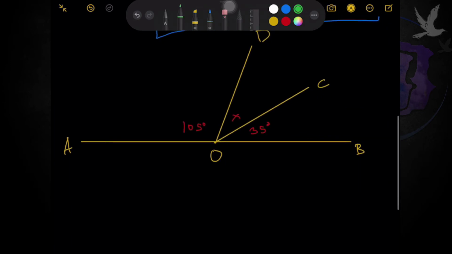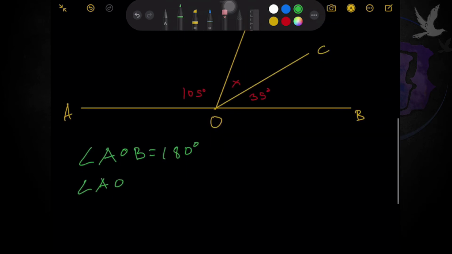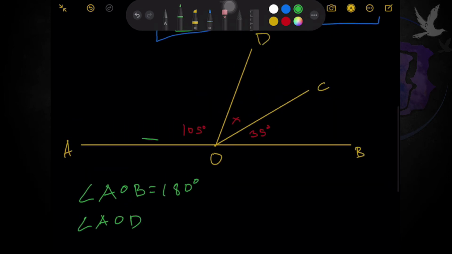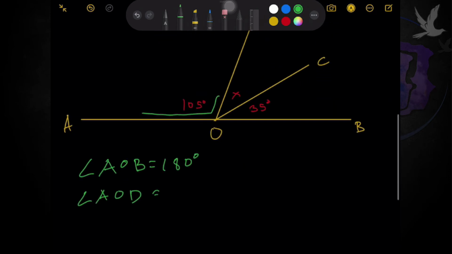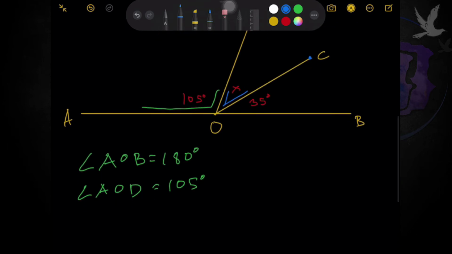Okay, again, first things first, know that you have a straight line or the angle AOB, which is equivalent to 180 degrees. Then all you need to do now is just to identify the other angles, which in this case, you have angle AOD, which is ito, angle AOD, which is equivalent to 105 degrees. You have your angle DOC, which is the value of x, angle DOC, which in this case is x.